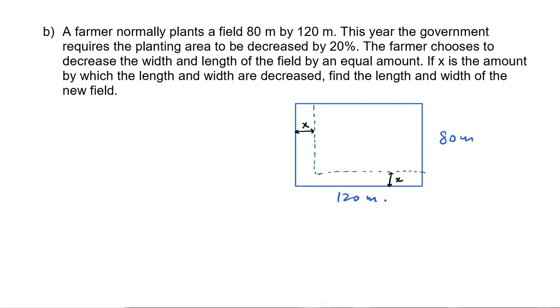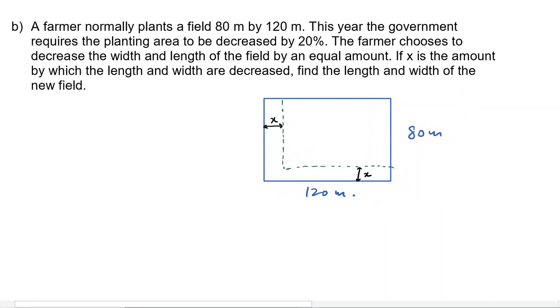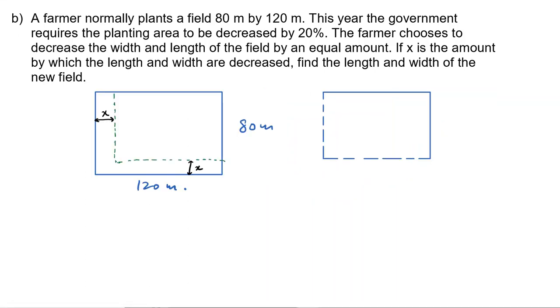Find the length and width of the new field. Okay, so now if we think about the new field, it looks something like this. Let's say this is our new field. The dimensions of the new field would be 80 minus x, because we have reduced the width by x, and we reduced the length by x, so it will be 120 minus x. So we need to figure out the length and width of the new field.